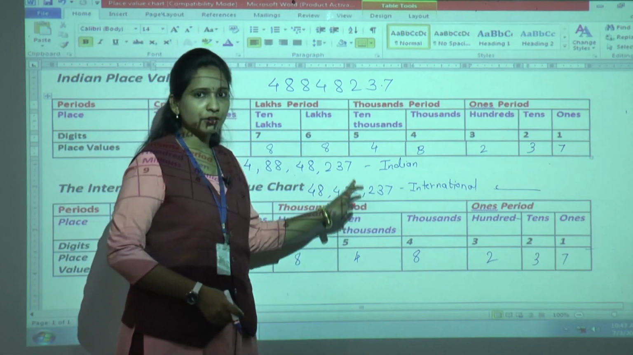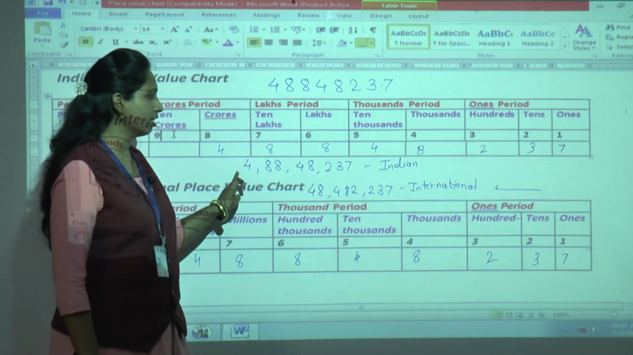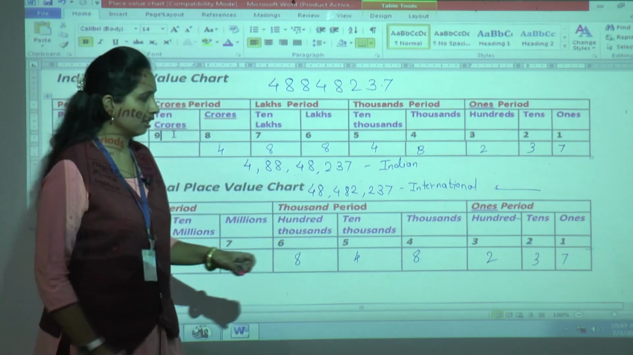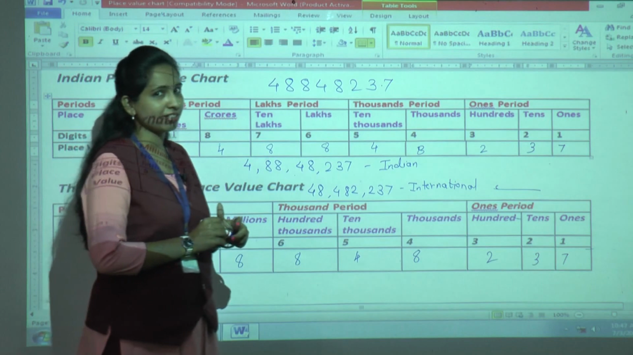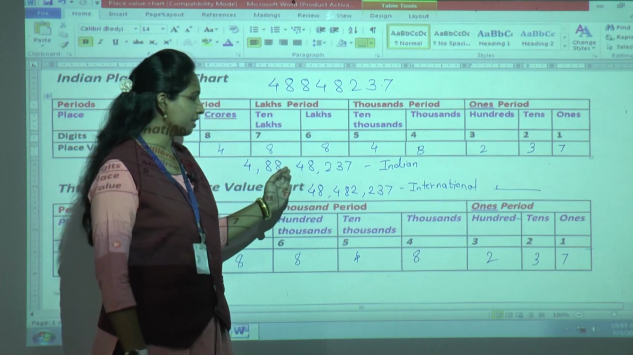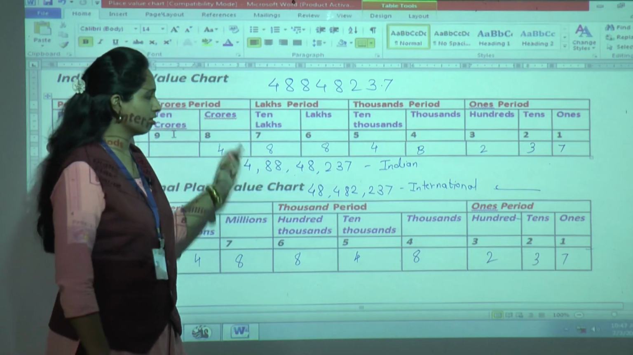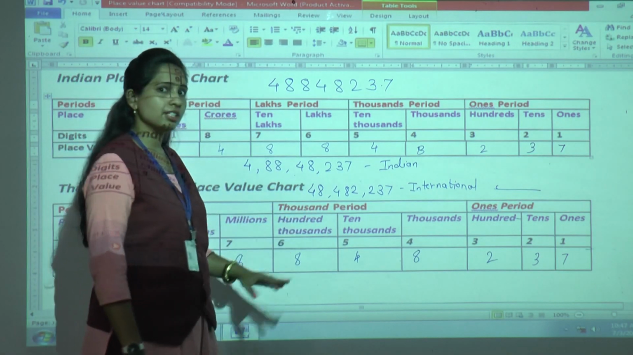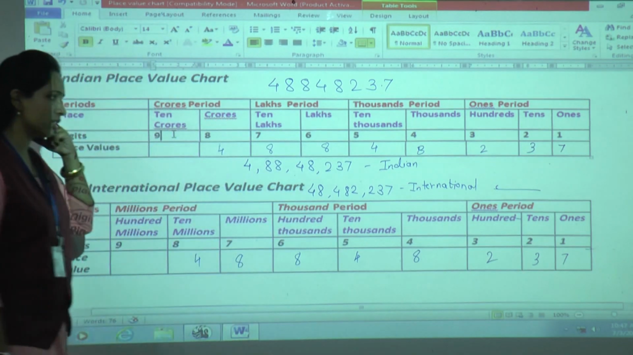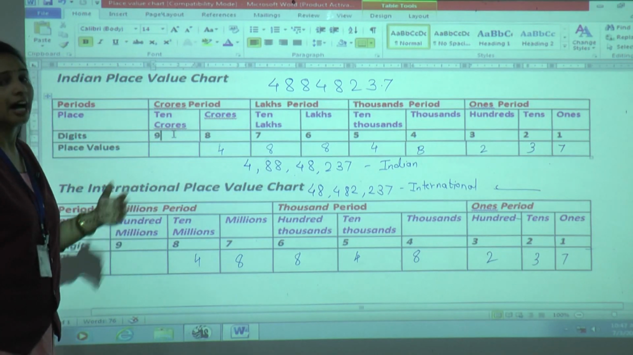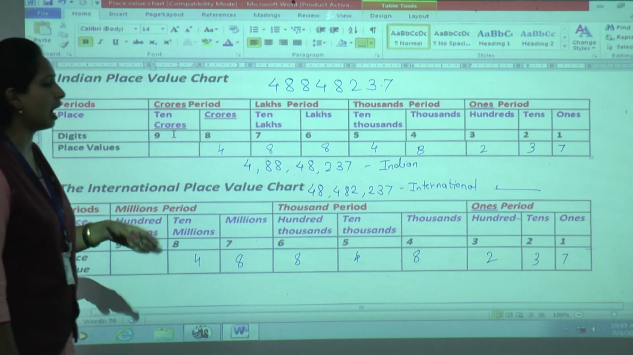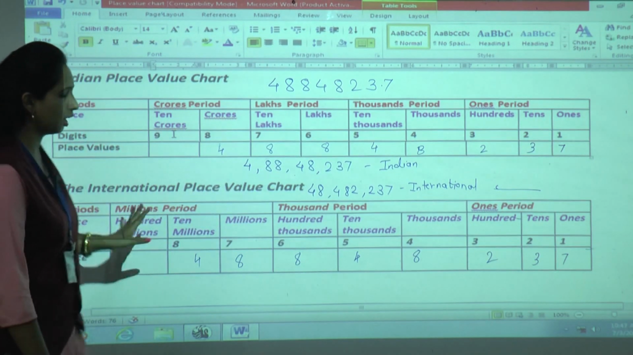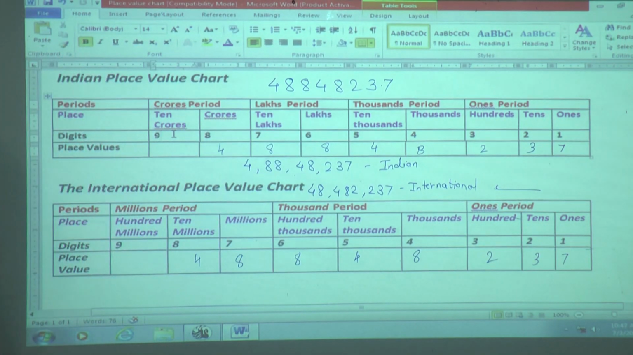Okay, are you getting the difference between Indian and international? I hope it is clear. Yes, isn't it interesting? Very interesting. Just try to understand the difference between Indian and international. Now we will solve examples of international place value numbers, how to write in words, and how to make standard form through the exercise. Now we will start with the exercise.